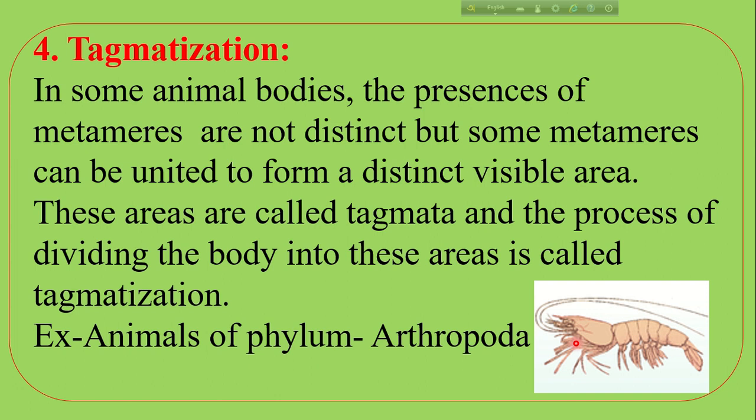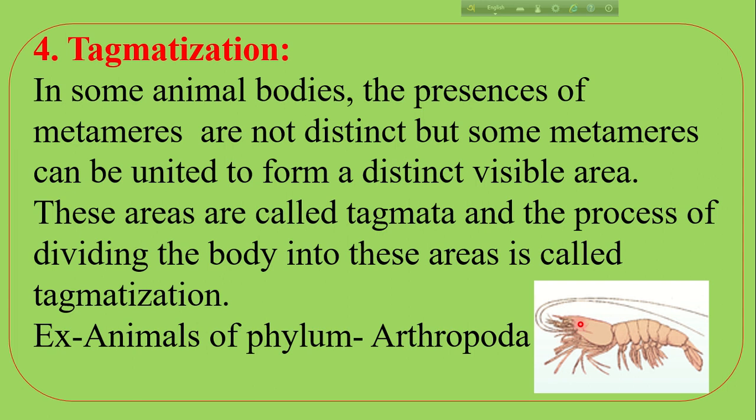Prawn. Follow here. Their body is divided into different metameres or segments. There are invisible segments also. Their body is divided into mainly two parts. Number one, cephalothorax: head and thorax combined is called cephalothorax. Then the remaining part is called abdomen.